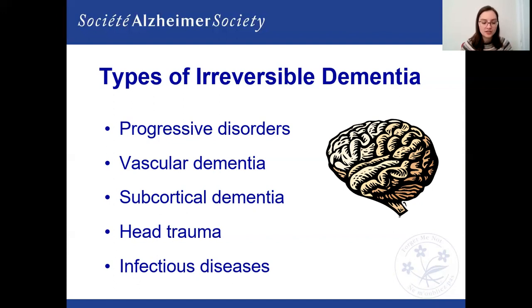Subcortical dementia, this is a small vessel disease. It impacts deeper areas of the brain. This includes things like Parkinson's disease dementia, Huntington's disease, which primarily affect motor functioning. Head trauma is an area that we've not yet touched on, but head trauma, especially that head trauma that leads to a loss of consciousness, can also create progressive damage in the brain that cannot be reversed.